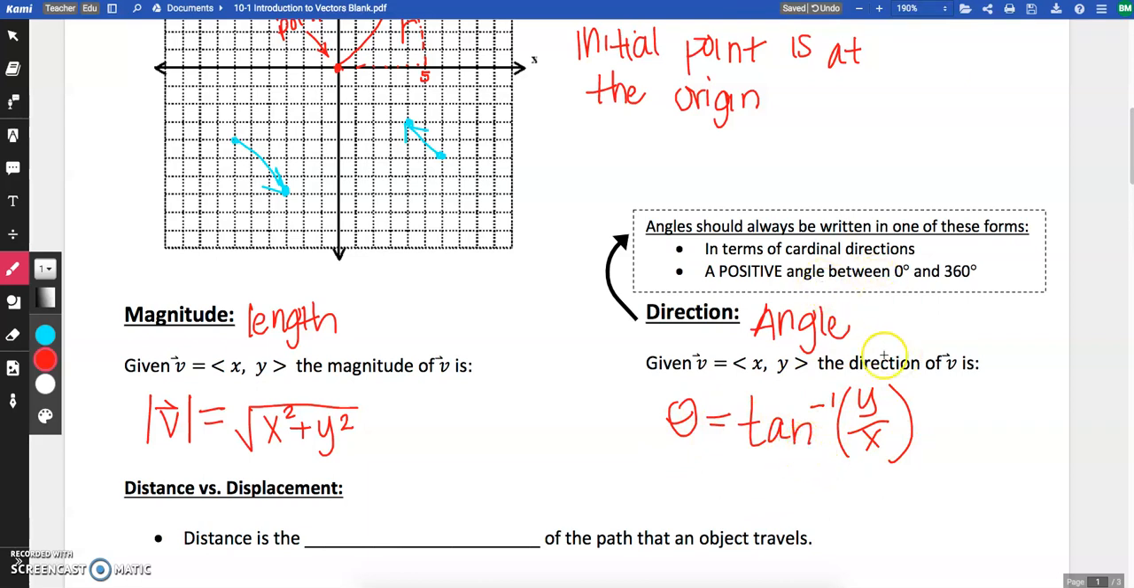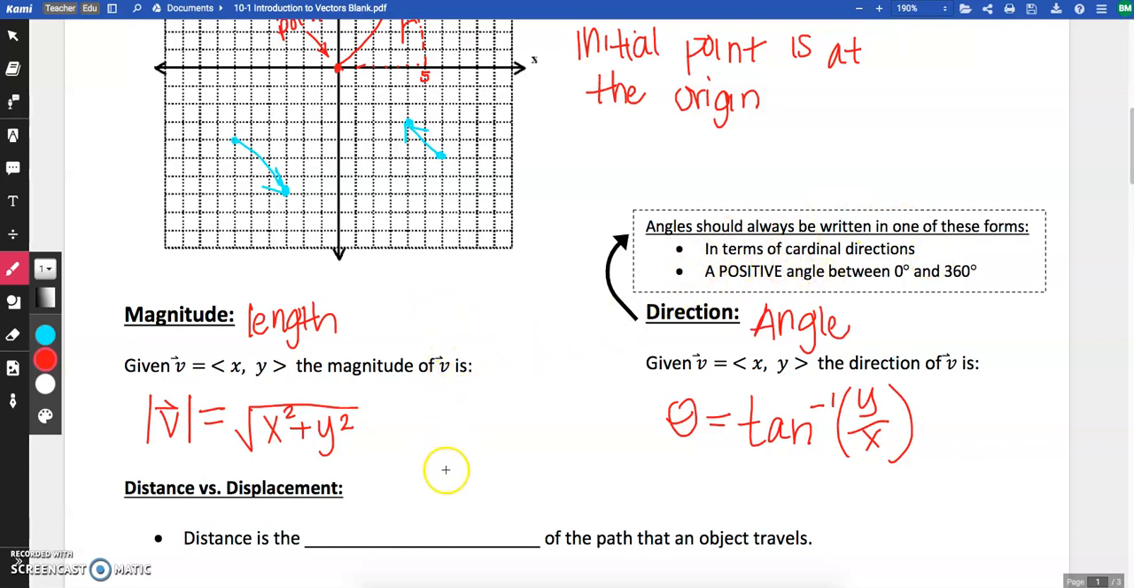A couple things with vectors, though. For us, the direction, the angle, will always be written in one of two ways. So in terms of cardinal directions, we'll do that in a moment, that's like north, east, south, and west. Or you can write it as a positive angle between 0 and 360. This is a reference to look back at. We'll practice this in a moment here.